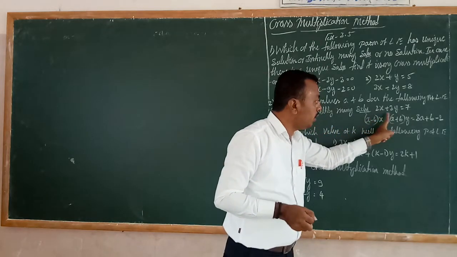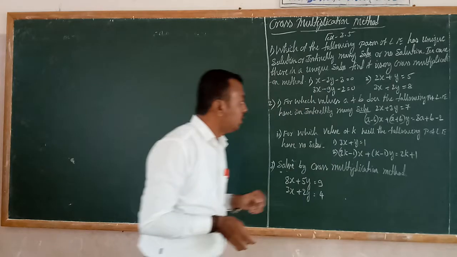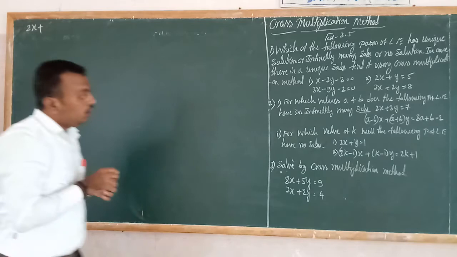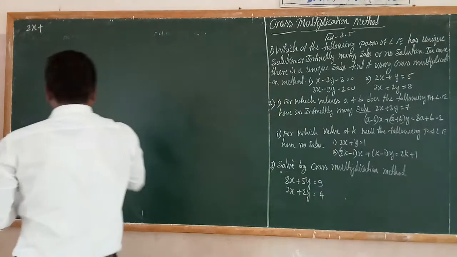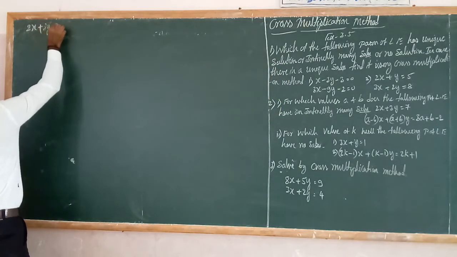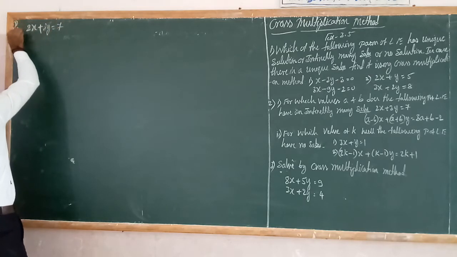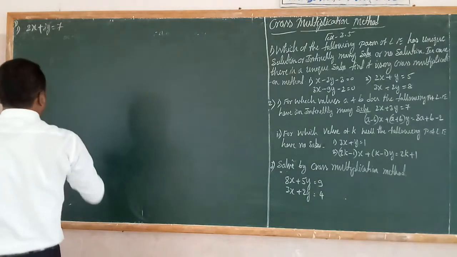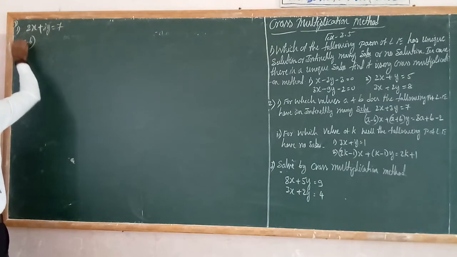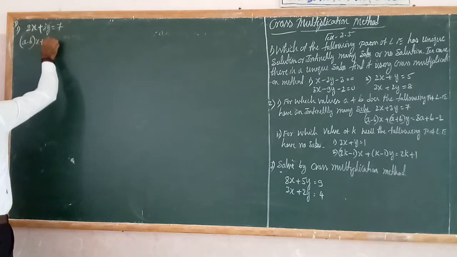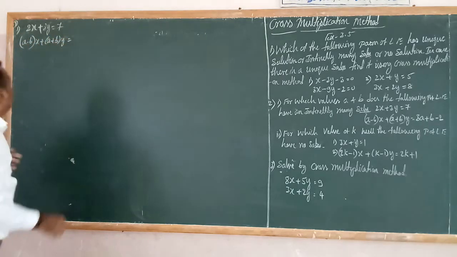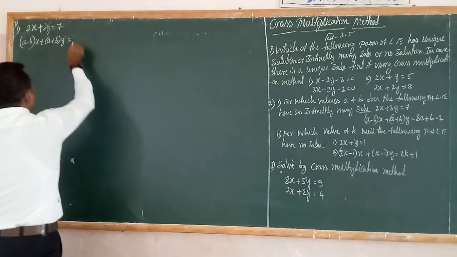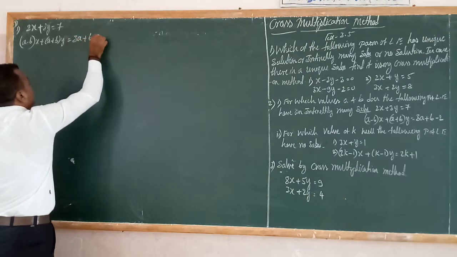See, first what is A1, B1, C1. We have to write it. So first of all I will write the equation: 2x plus 3y is equal to 7. So second main, first question, 2x plus 3y is equal to 7. And then (a minus b) into x plus (a plus b) into y is equal to 3a plus b minus 2.